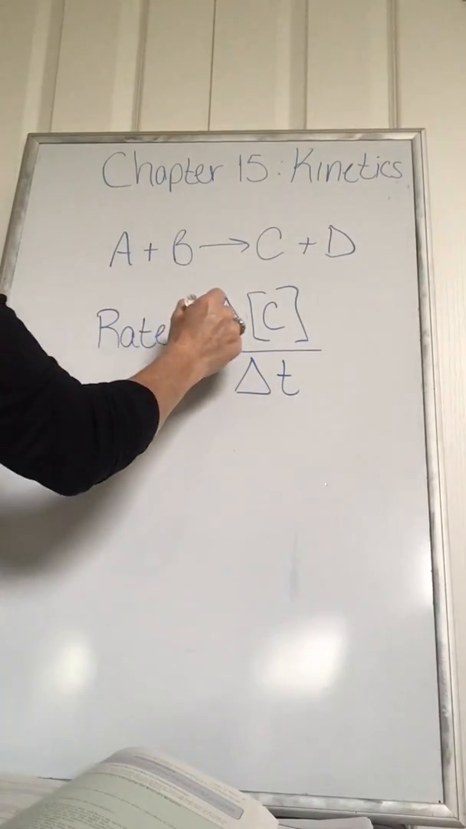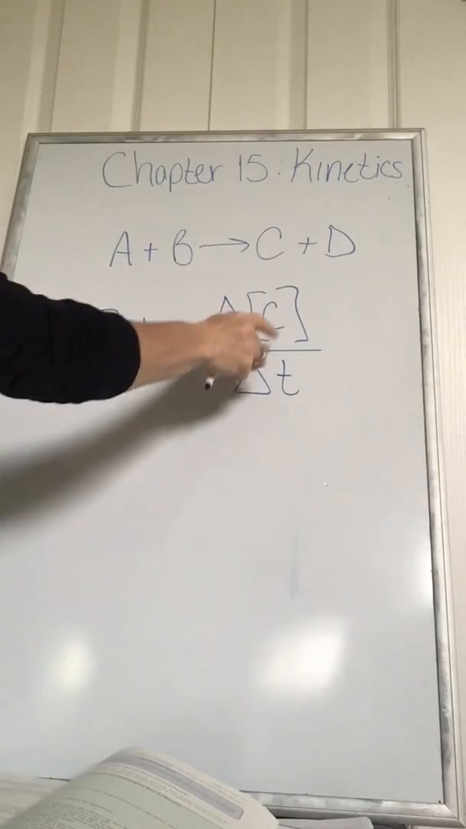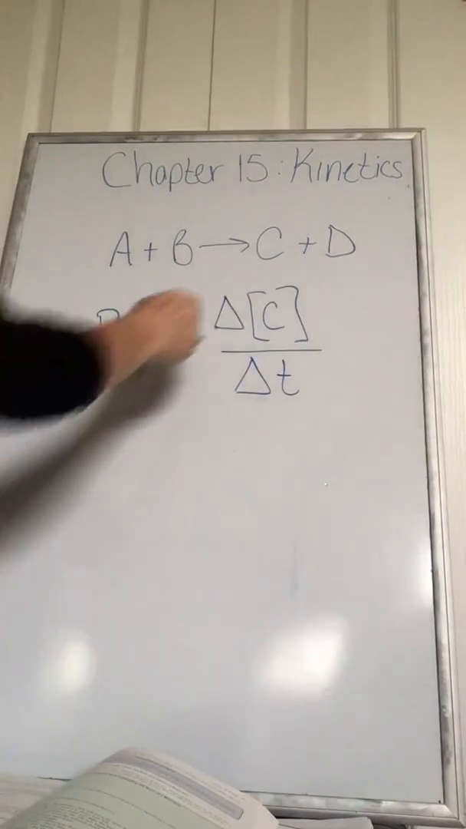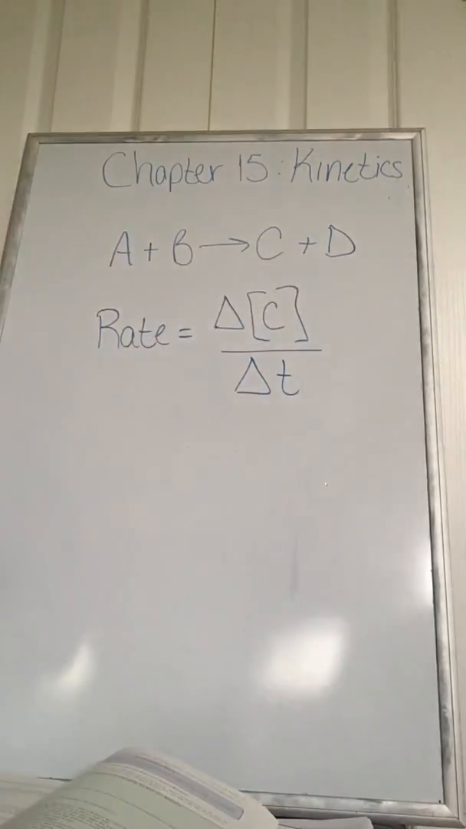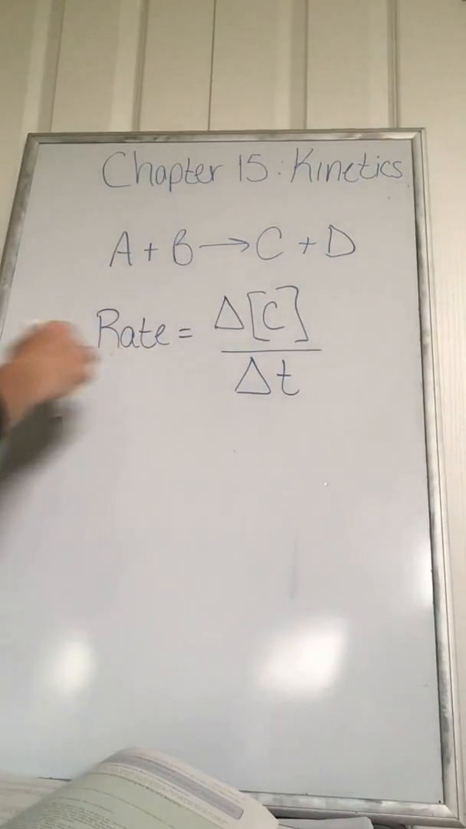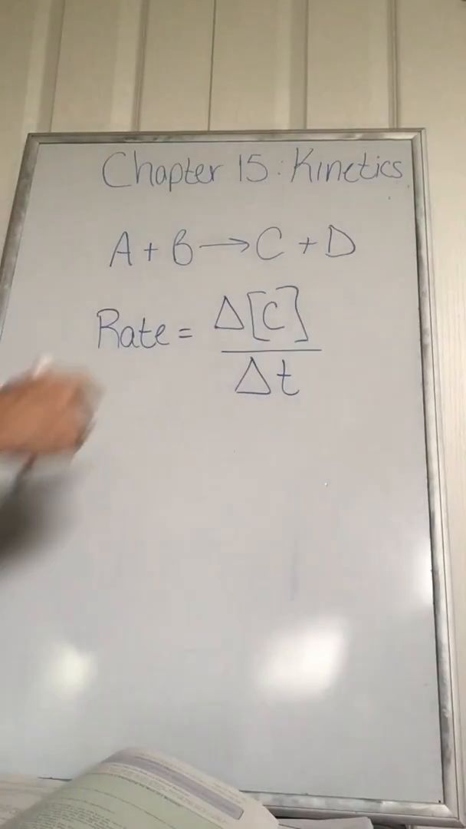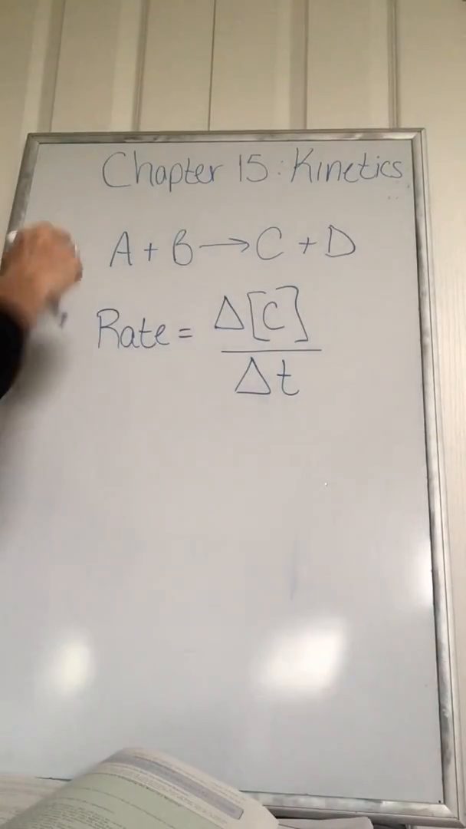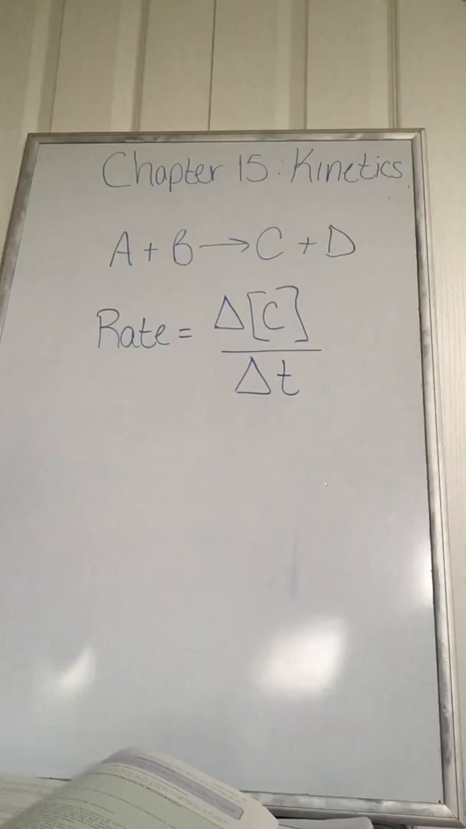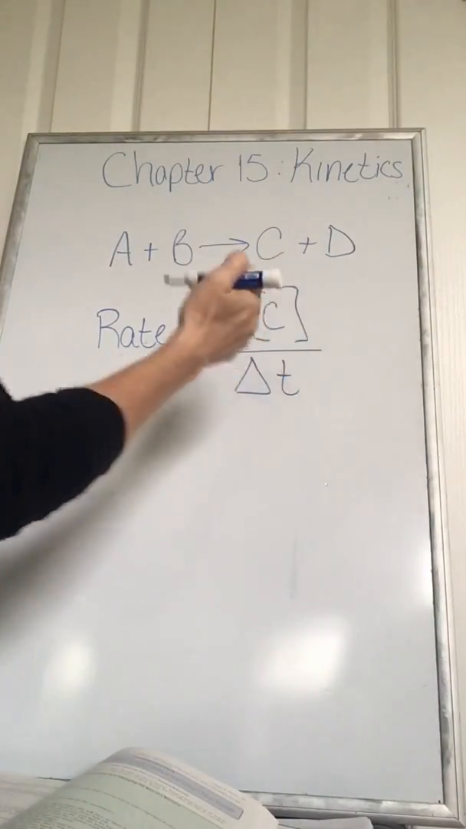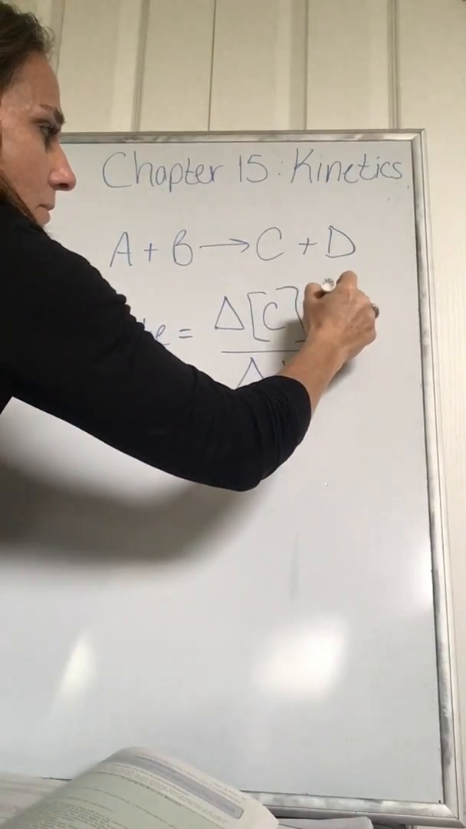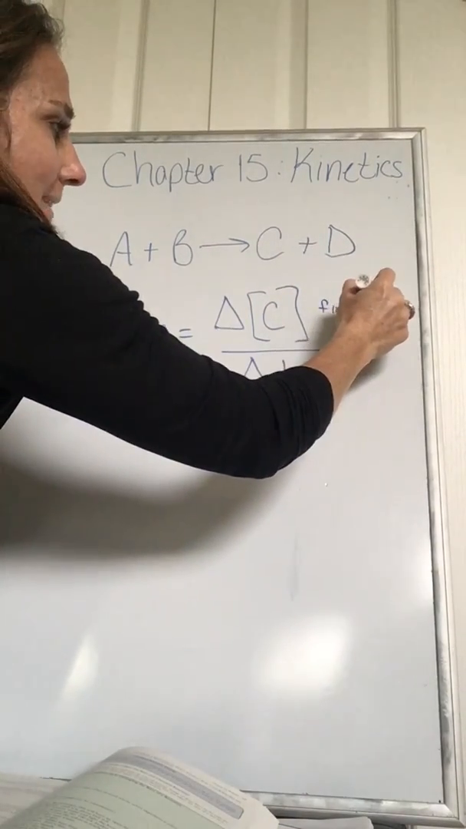Now, this equation is a general equation. The reason we have C in there, it doesn't have to specifically be C. It could be D. It's the concentration of any of the products in this rate calculation. So what that's saying is the change in the concentration of C over time. Now, if C is a product and the reaction is going towards the products, then C is going to be growing. The way that you calculate delta C is the same as anything. It's the final minus the initial.